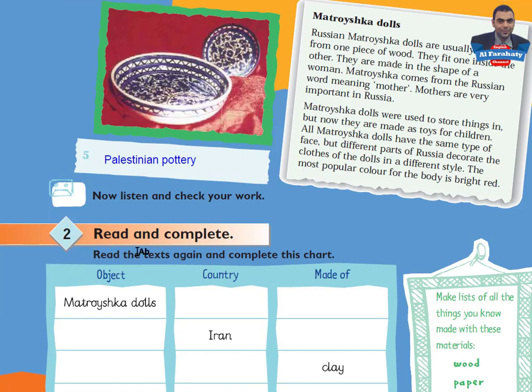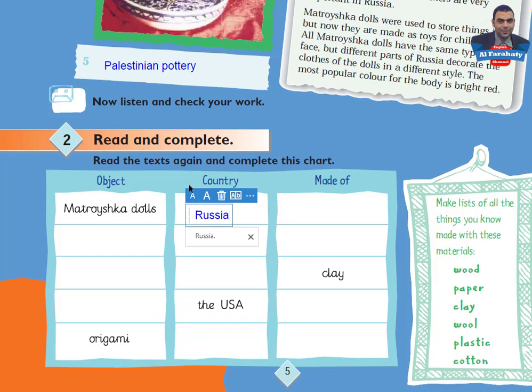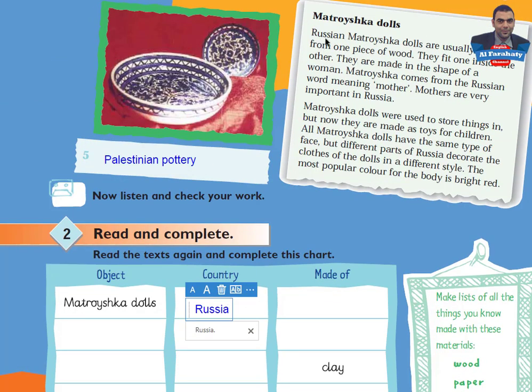Activity 2. Read and complete. Read the texts again and complete this chart. Again, you can read the texts in order to complete this chart. Object, Matryoshka dolls. Country, yes, in which country? Yes, excellent. Russia. If you come here and say it is from Russia.